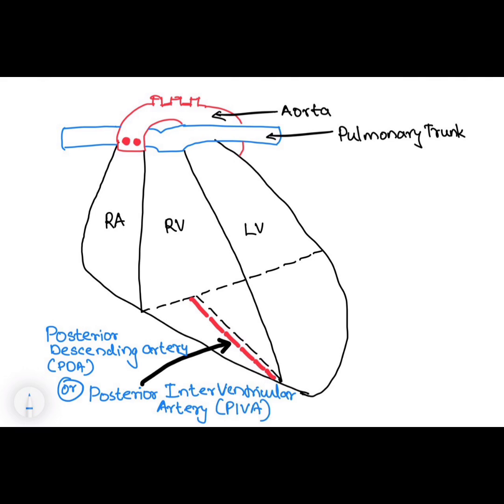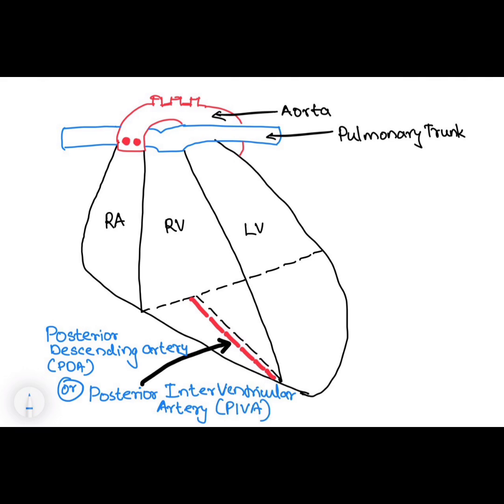The posterior descending artery arises from the right coronary artery in 85% of people, so it becomes a right dominant circulation. In 8 to 10%, it arises from the LCH. It becomes a left dominant circulation. And in codominant circulation, it arises from both the RCA and LCH, that is 5 to 7% of the population.